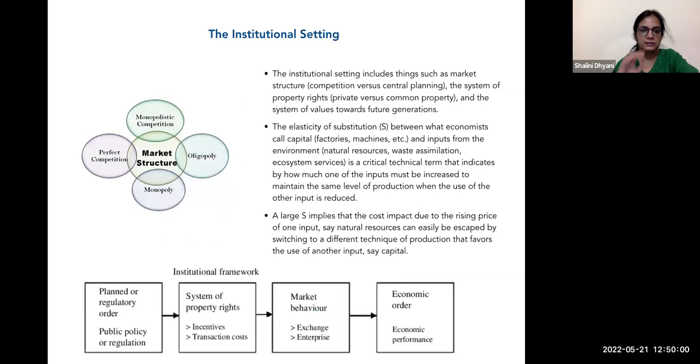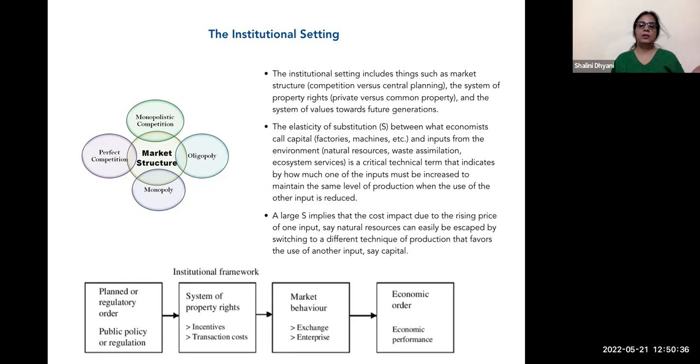Now, this substitution between capital, factories, machines, and inputs from the environment is a very, very critical approach that indicates how much input must be increased to maintain the same level of production, because production is always dependent on what is in the reserve, what is in the environment, what is in nature. For example, if you need a certain kind of paper, you have to ensure that you always have a constant supply of that raw material. If there is no constant supply of raw material, it will always hamper the market.